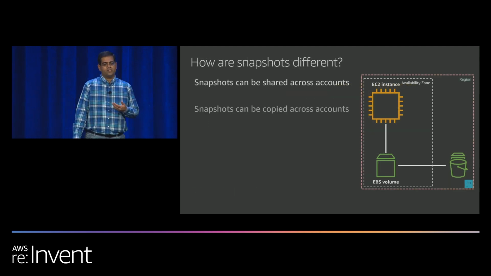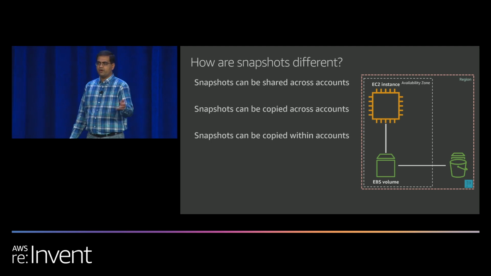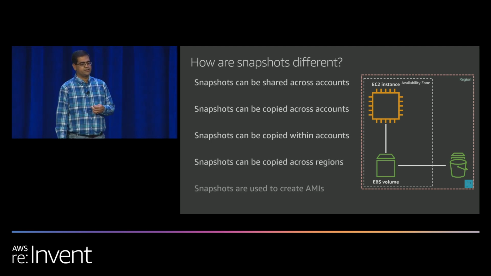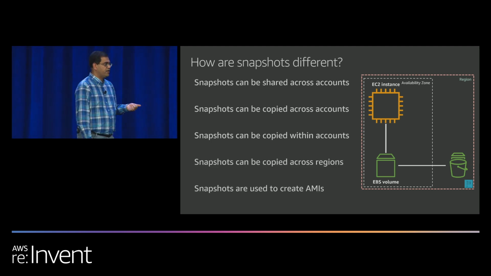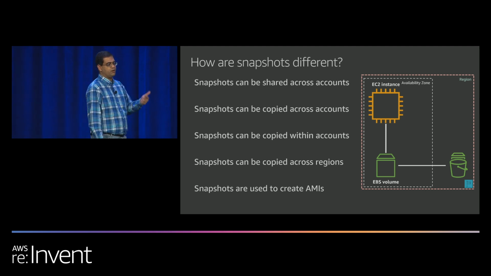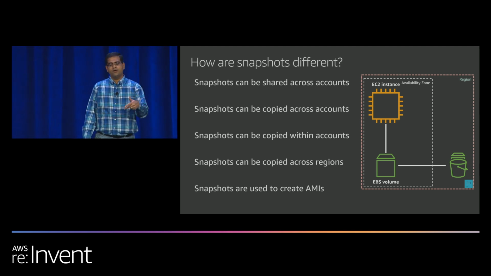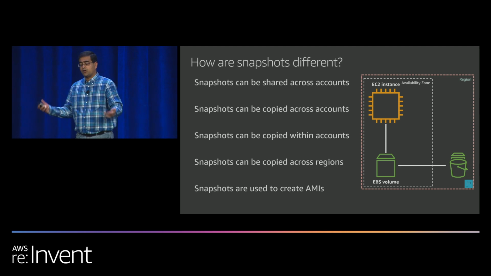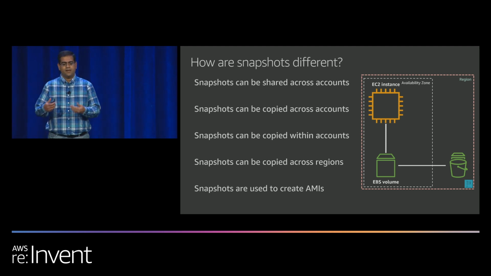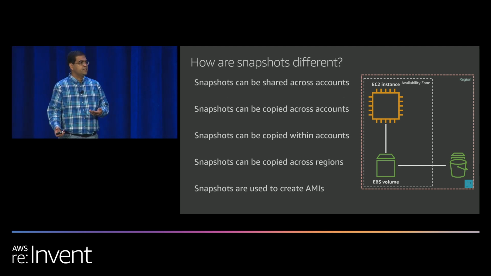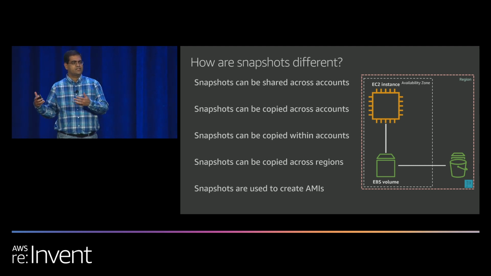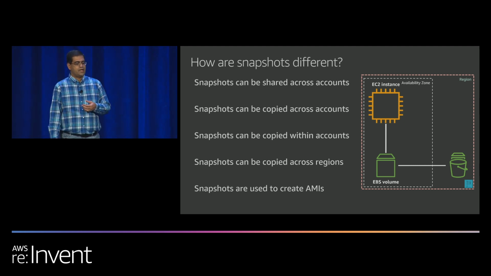So why are snapshots different? This is hugely important because of some of the security implications. Snapshots can be shared across accounts. They can be copied across accounts. They can be copied within accounts. They can be copied across regions. And snapshots are used to create AMIs, right? It's super important to realize that that changes some of the security posture related to snapshots.